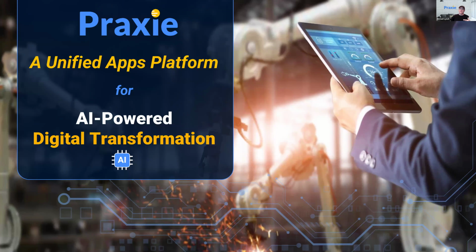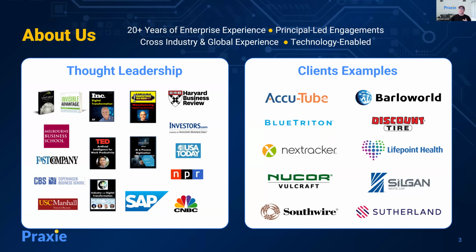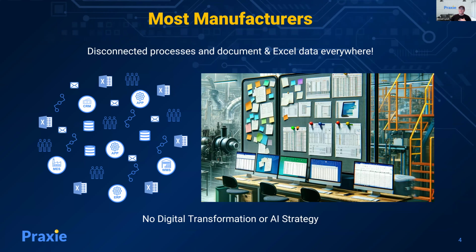Praxie is an apps platform, an IoT platform for AI-powered digital transformation. And what that means is we build all kinds of applications. We've worked with lots of different companies. I said my background was at SAP. What I found when I was at SAP was that every manufacturer I went into had some core applications, but they also had just tons and tons of stuff that was in documents or lots of Excel sheets, et cetera. And if you have this situation, it's very hard to track KPIs. It's very hard to do digital transformation.